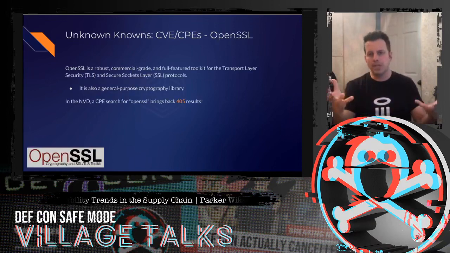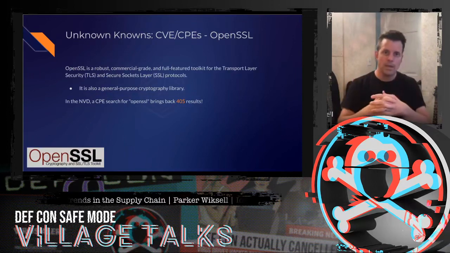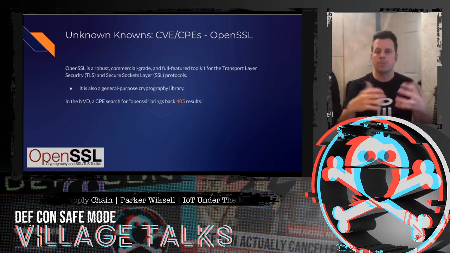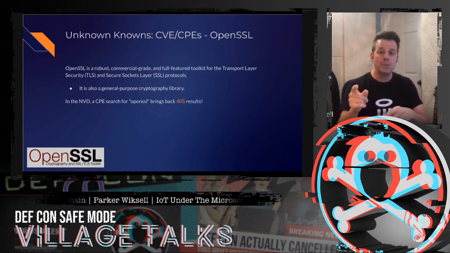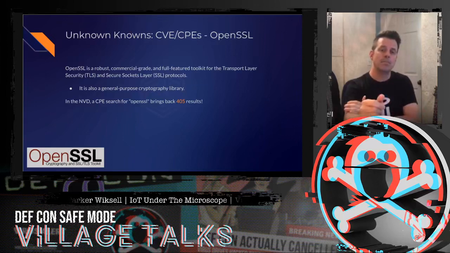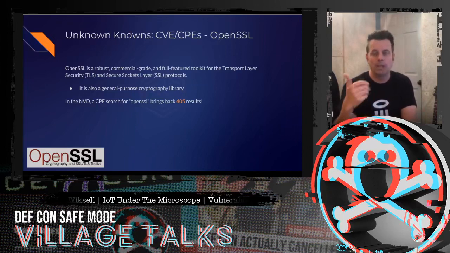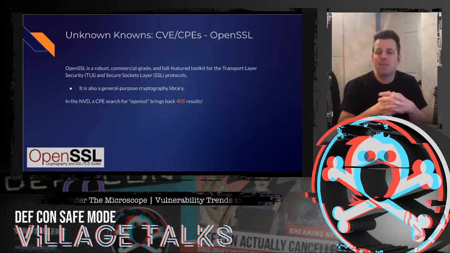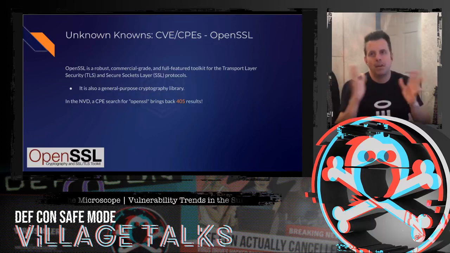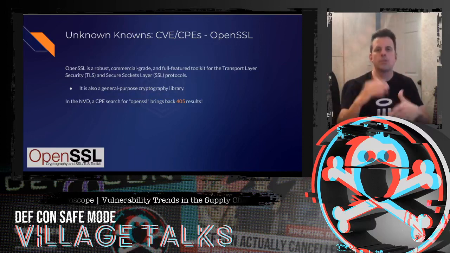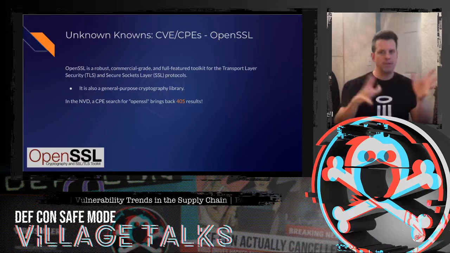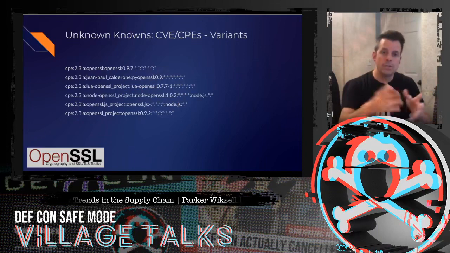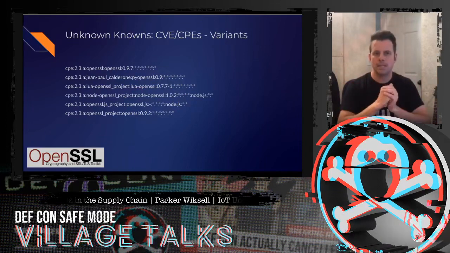So if we look at something like OpenSSL, it's a commercial grade secure sockets layer. It also has cryptographic libraries in it. If you go to the NVD, the database, and look up OpenSSL because you want to find out what product it relates to, because maybe you found a vulnerability, OpenSSL brings back 405 results. Now, every single version of that software is going to be another result. So 405 is not necessarily all the different types of OpenSSL, but there are several. So here's a few examples that come back with OpenSSL.